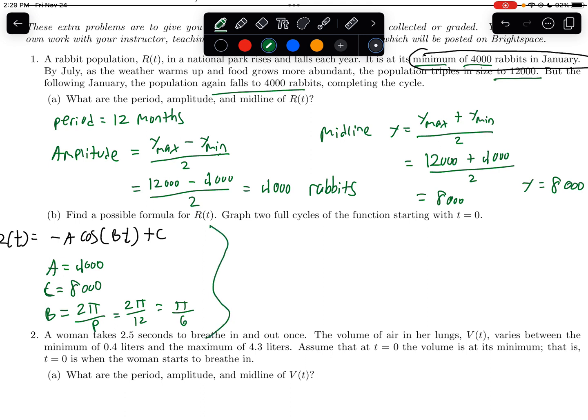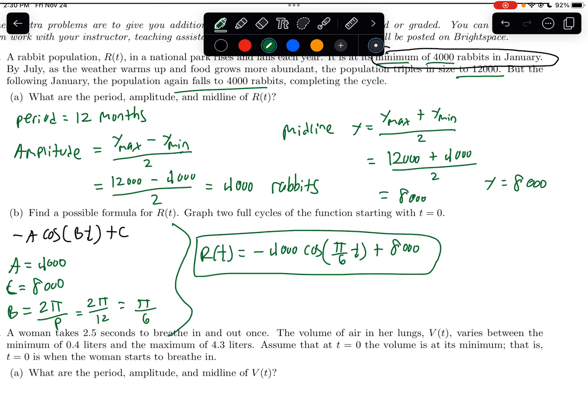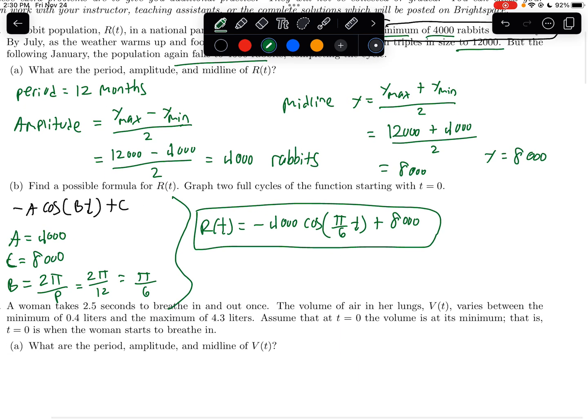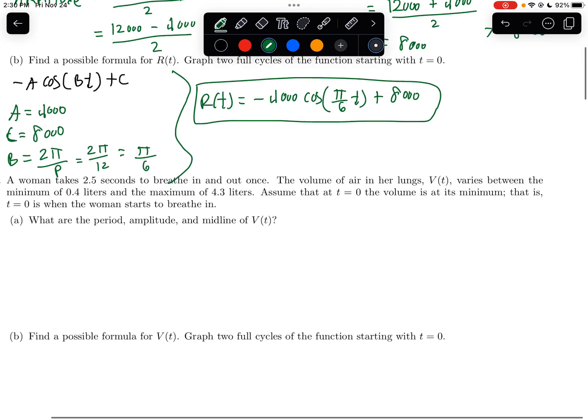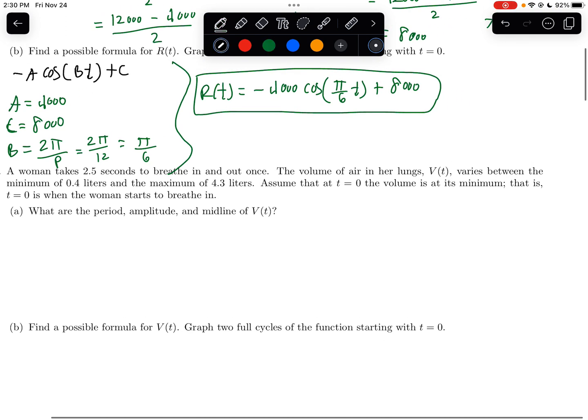Great, so now the function is negative 4,000 cosine pi over 6 t plus 8,000. This is your function. And the graph of this I'll do below. I'm not going to do the second question because it's very similar.